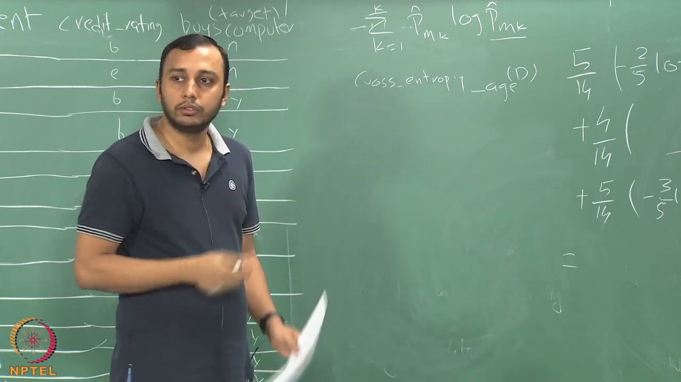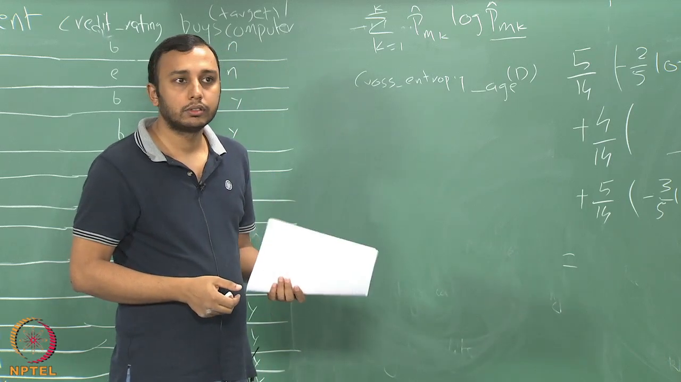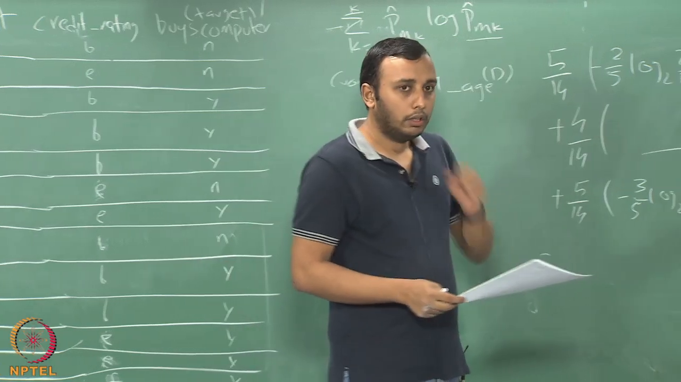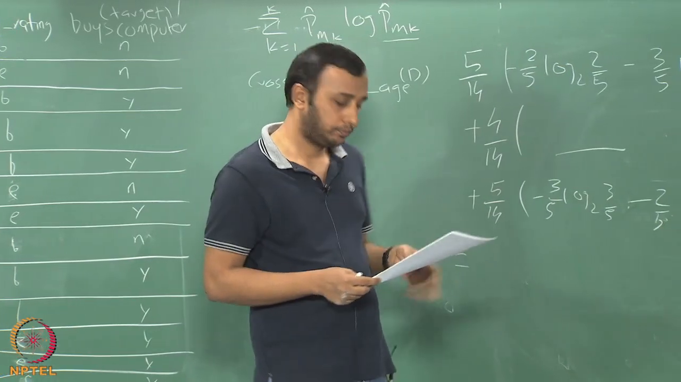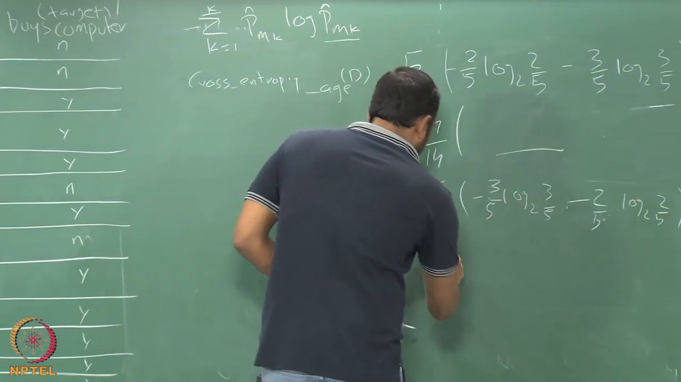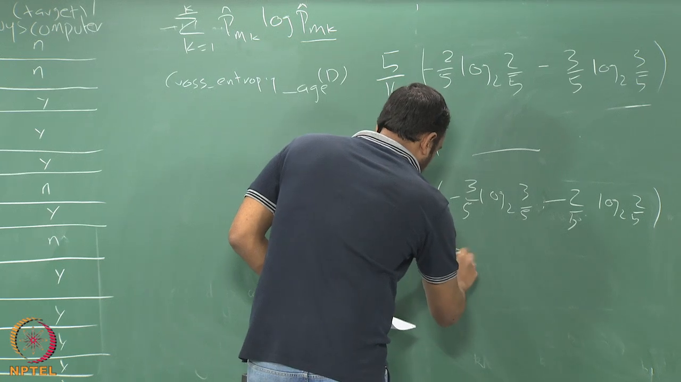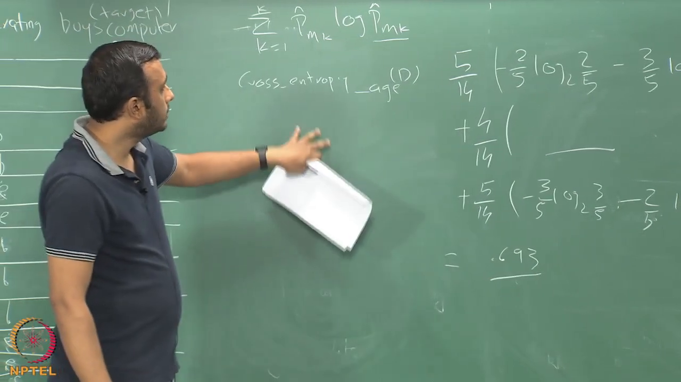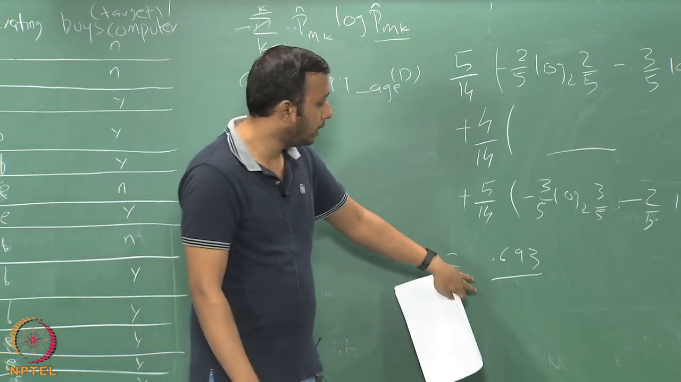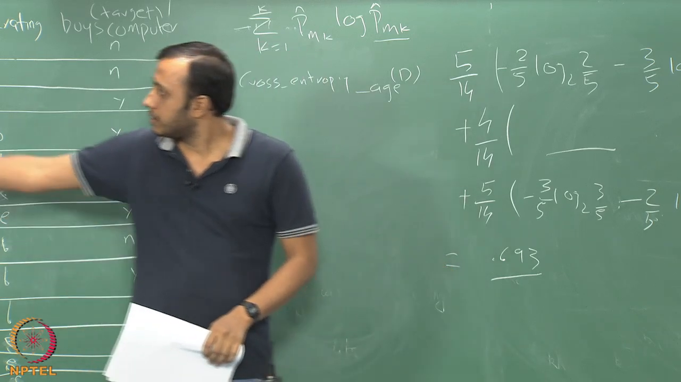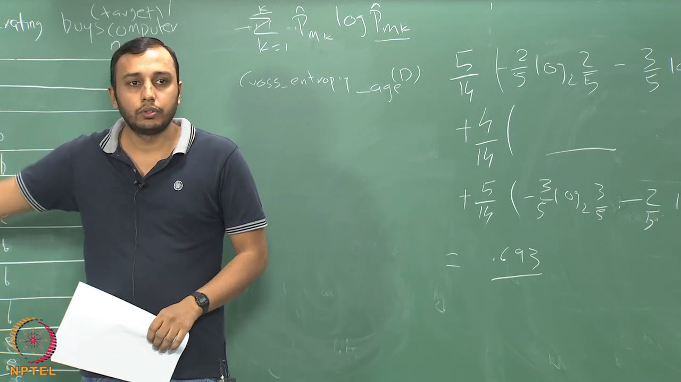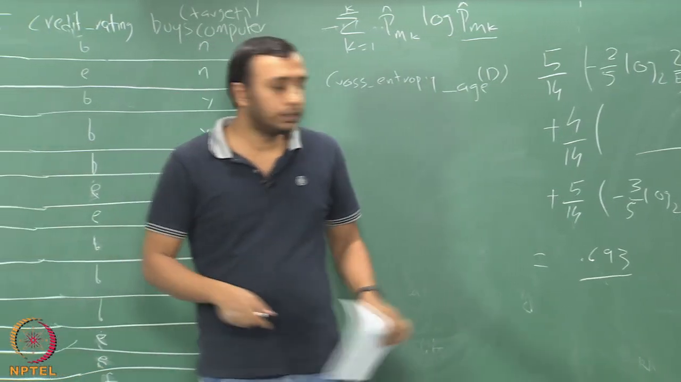Anybody with this value? Come on, guys. 0.693. Right. So this is the entropy we will get when we use age as the root attribute. We can make a decision tree with age as the root attribute which we test on, and this is the entropy we will get.